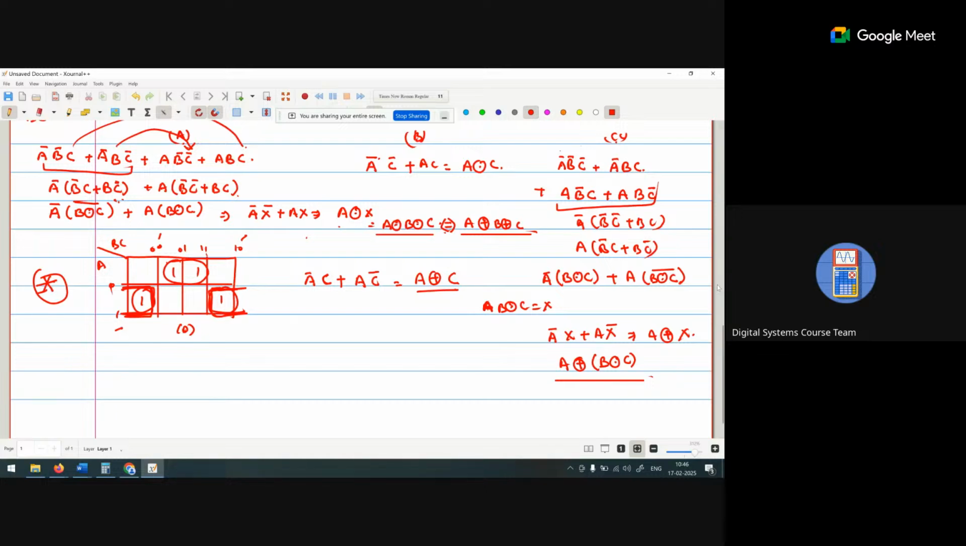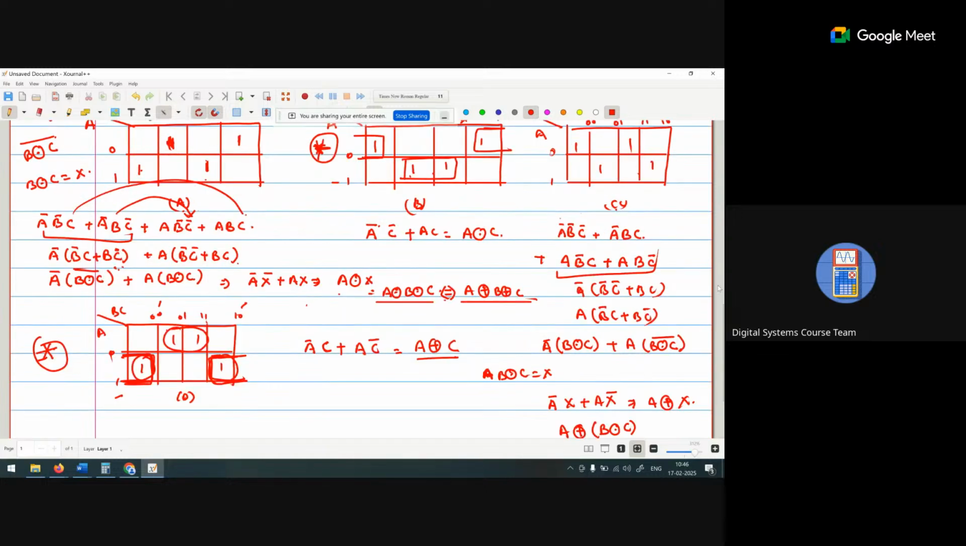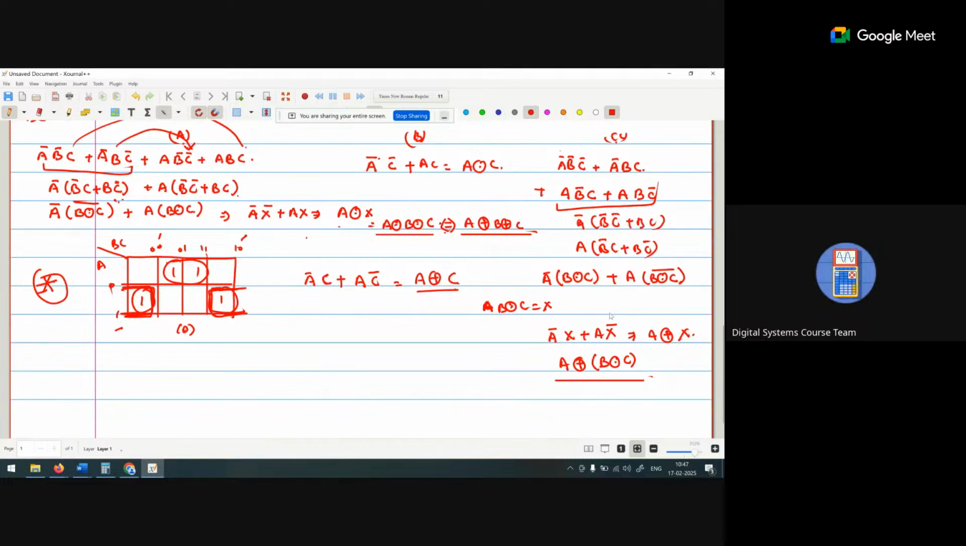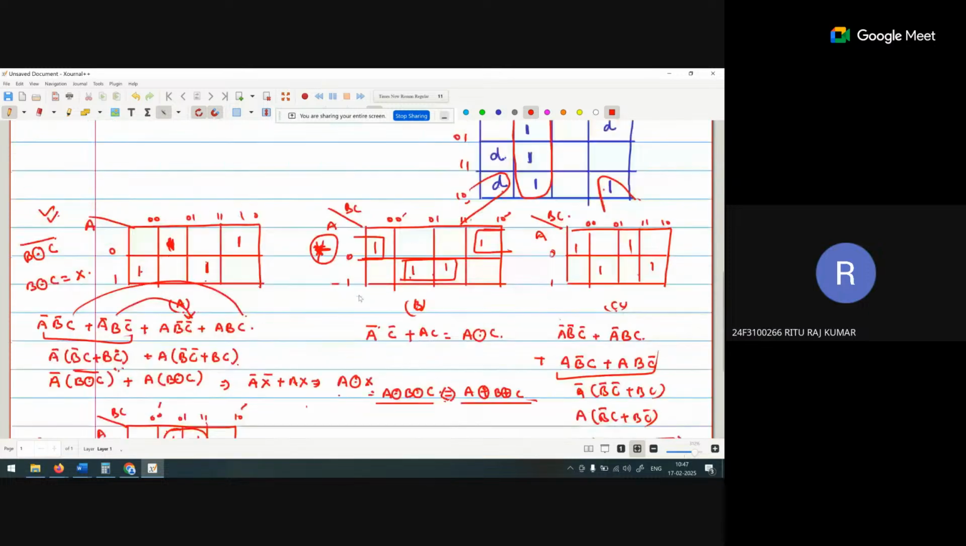If we create other groups, can we try it by creating other groups? Yes, sir. If we try other groups also, we get the same result; only the NOT placement will change. So either this or basically A XNOR B XOR C. Yes, sir. The option A is correct.